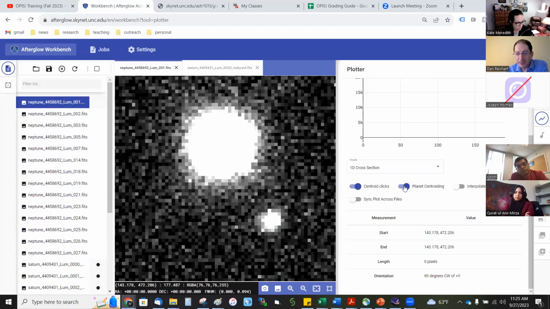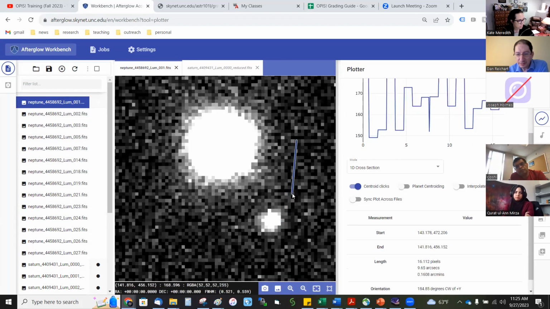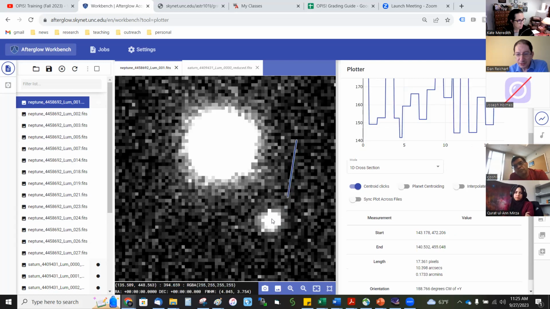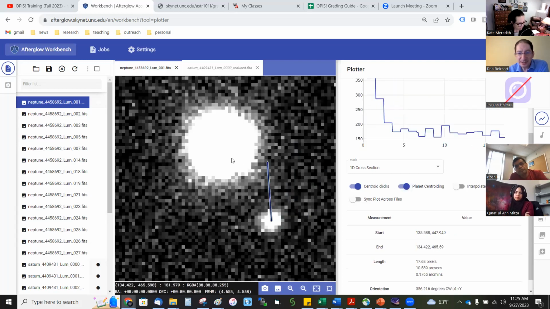Okay, turn off planet. And start with point centroiding. The planet centroid can be a little slow. If you click off the planet, it will pause for a minute while it's trying to figure out what to do. And that works just fine.